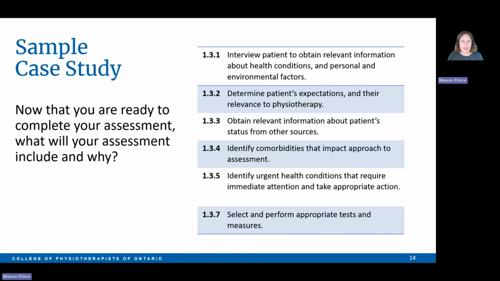Again, look at how the behavioral indicators or competencies on the blueprint relate to how you can go about answering the question. How do they practically apply to the different parts of a physiotherapist's role? Now that you're ready to complete your assessment, what will your assessment include and why? Using the case of Sam, how would you demonstrate knowledge of these competency areas? What actions are you going to take? You can carry this mindset forward as you prepare and practice with textbook cases or study group scenarios.